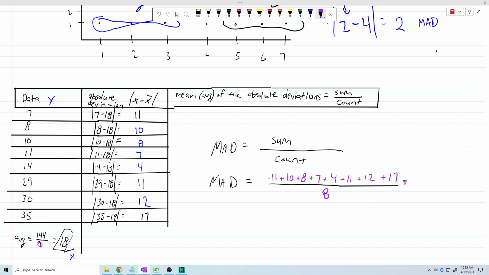So add all this up. What do you get, guys? You end up getting, if you add all that together, 80.